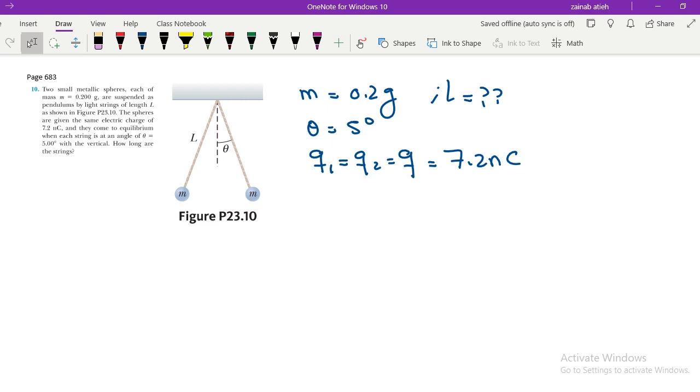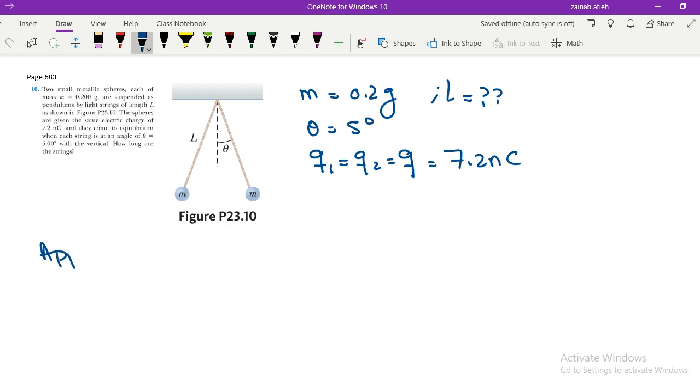To find the length L of the string, I will start from something very important, which is that the spheres are both at equilibrium. I will choose one of them, the one on the left. You can do any one of them, it will give you the same answer. I will try to find the forces acting on this ball and equate them to 0, because according to Newton's first law, the sum of forces acting on each ball will be equal to 0, and I will make use of that in order to find the length of the string. Okay, so let's just try to apply Newton's first law.